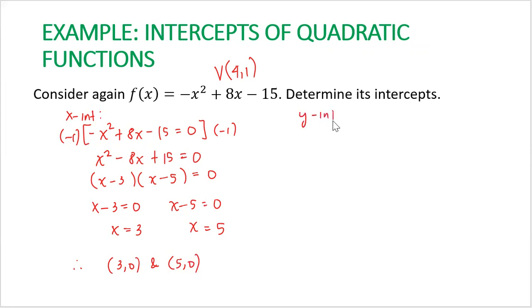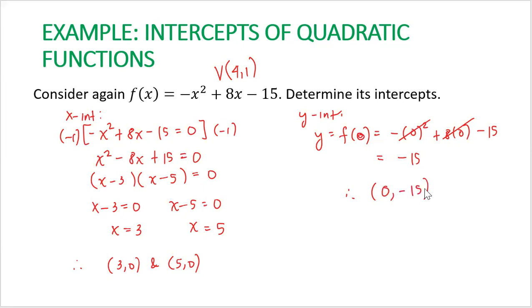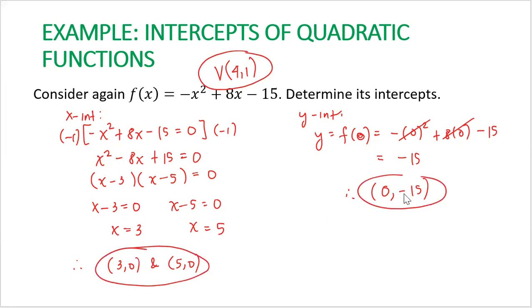Now for the y-intercept, of course, we shall evaluate the function f using x equals 0. So that will be negative of 0 squared plus 8 times 0 minus 15. So this will give us 0 plus 0 minus 15, which is negative 15. So therefore, the y-intercept is the point 0, comma negative 15. So later on, if we want to graph this function, we shall use the vertex, the x-intercepts, and the y-intercept to graph the quadratic function.